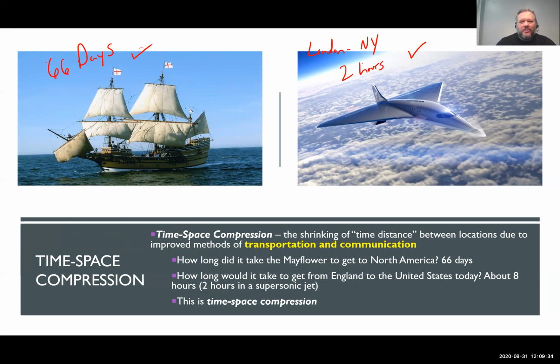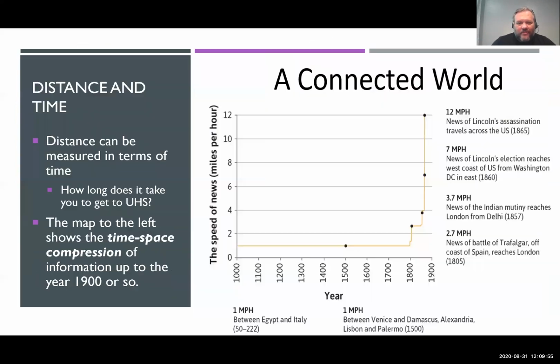When we talk about time-space compression, this is compressing the areas on Earth through technology. This could either be through transportation technology or it could be through communication technology. And so that's what we mean by time-space compression. How quickly can we get from one place to another?